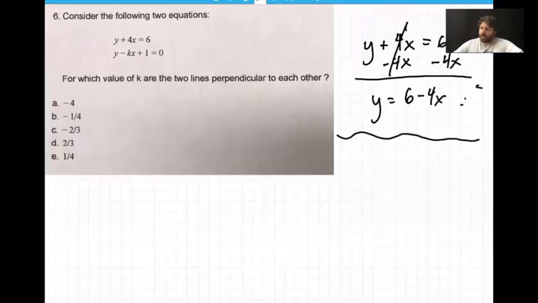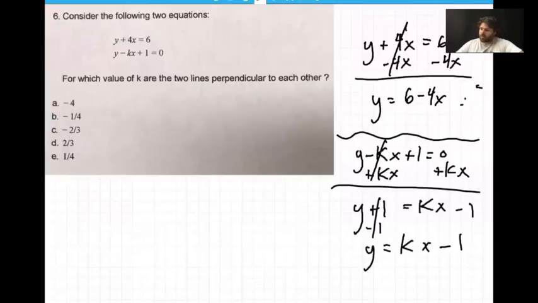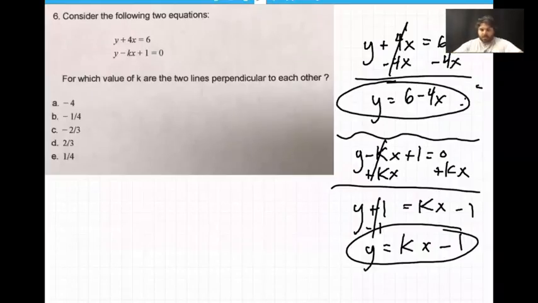And on the other line, I have y - kx + 1 = 0. I add kx to both sides. That gives me y + 1 = kx. And then I take away the 1. So I get y = kx - 1. So here are my two equations that I'm really dealing with. Now I can really think about the slopes.